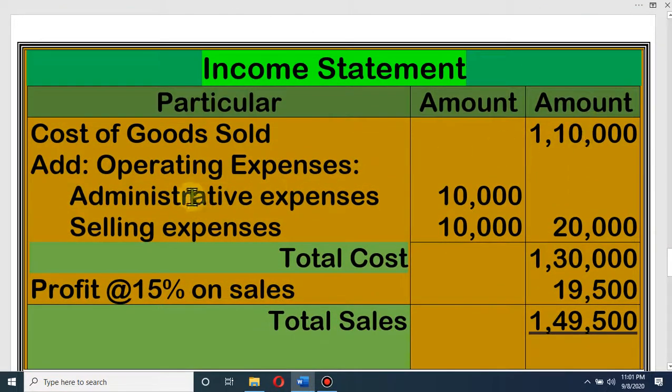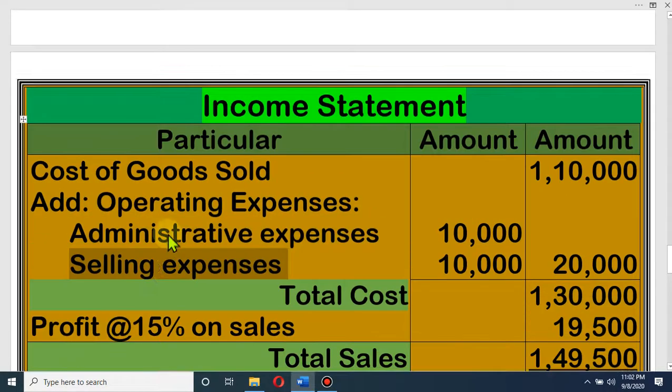It is 1,10,000, and with this, if you can remember the formula, we have to add operating expenses. That means whatever expenses are incurred to run the business are operating expenses: administrative expenses and selling expenses. After factory overhead, we have two other overheads. Administrative expenses are the expenses that occur in the admin section of a factory, and selling expenses are those incurred for selling the commodities.